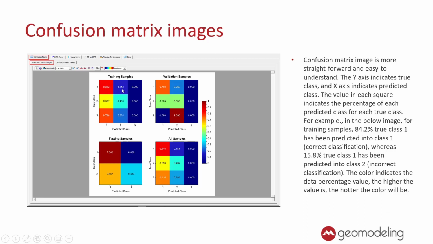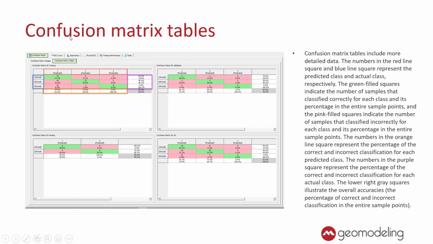However, 15.8% of true class 1 has been predicted to class 2. This is the incorrect classification. And the color indicates the data percentage value. The higher the value is, the hotter the color will be. Confusion matrix tables include more details. The number in the right line square represents the predicted class, and the blue line square represents the actual class.